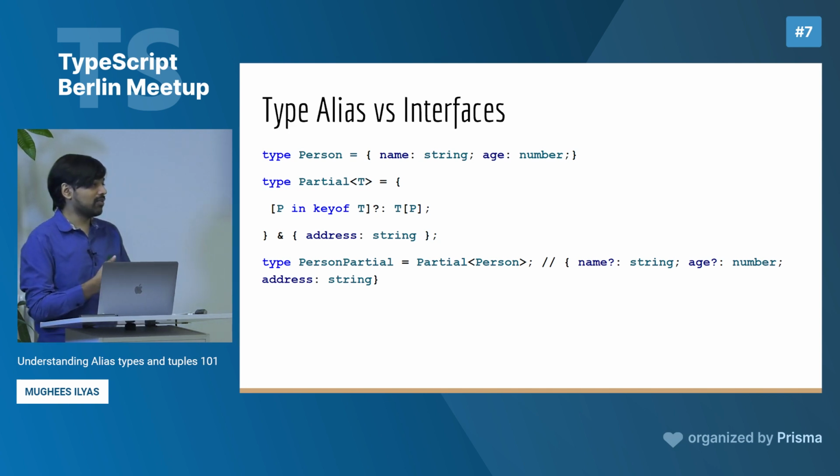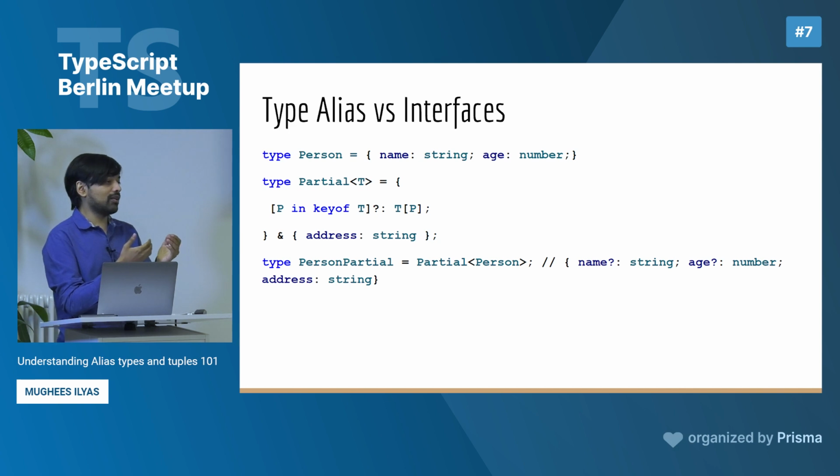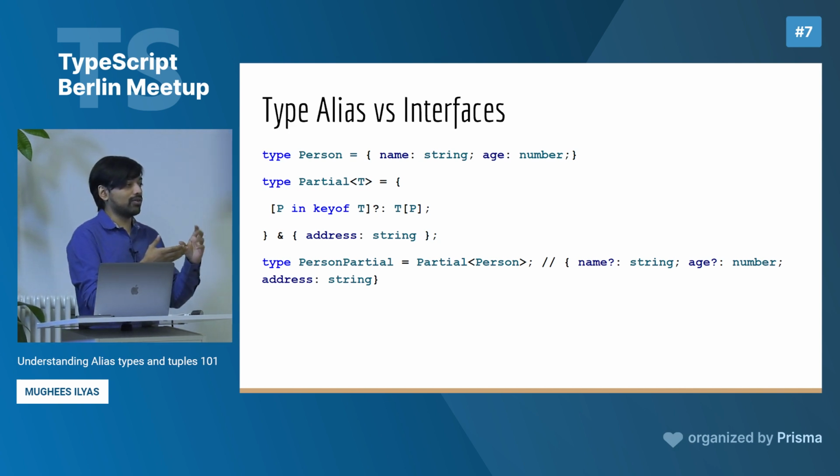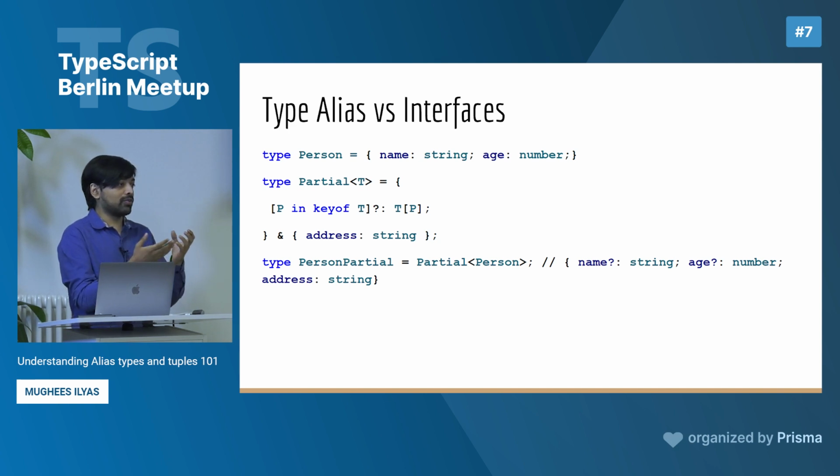But generally, this is one of the differences as well: if it's a static type and you know that you're not going to use classes for it, you're not going to have functions in them, or you're not going to have a constructor property in them, then it makes more sense to use type aliases than interfaces.